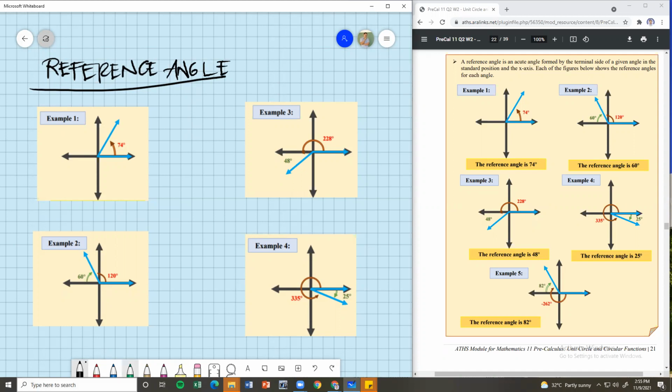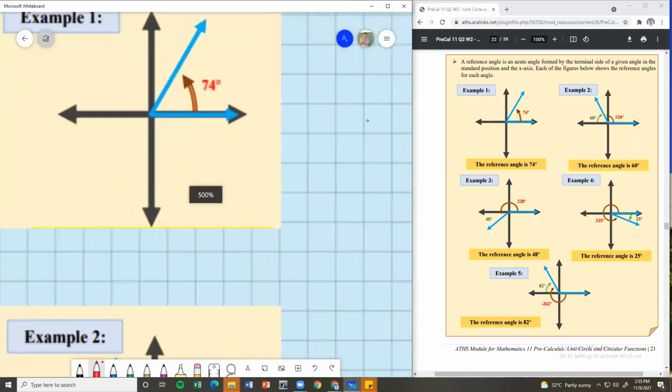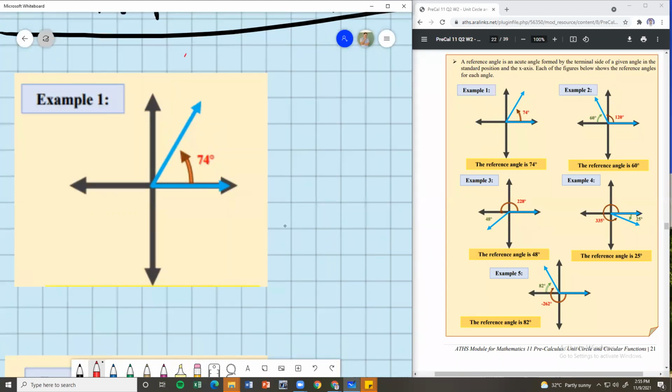Let's have this as an example. Look at this. In the first example, kindly focus on this. Here, we have our initial side, and this is our terminal side. Got it? At yung pinakamalapit, the nearest acute angle from the terminal side, that is always your reference angle.